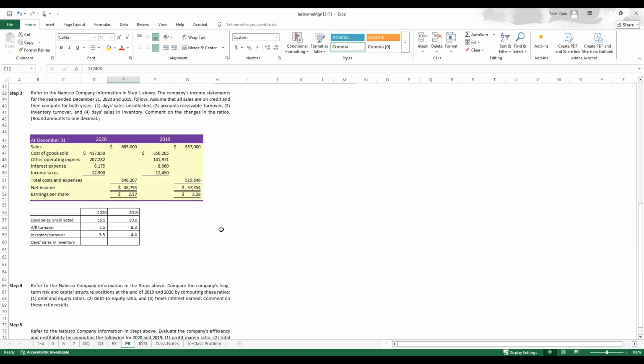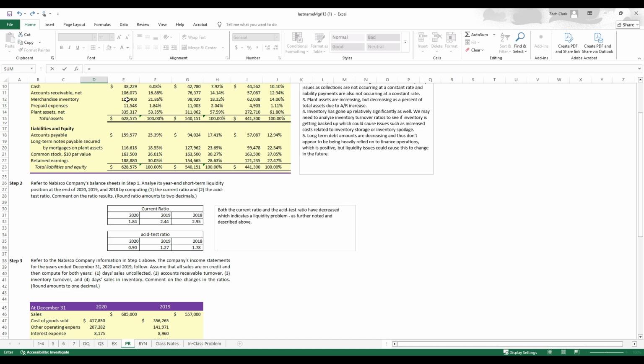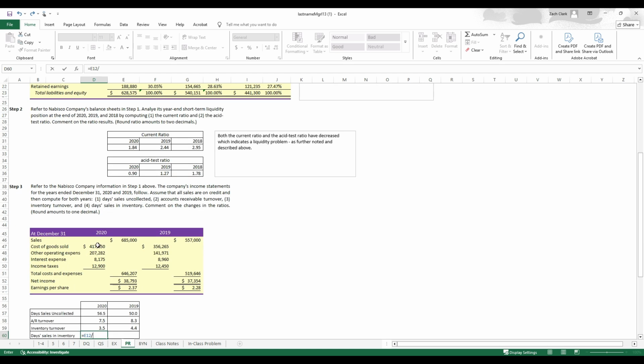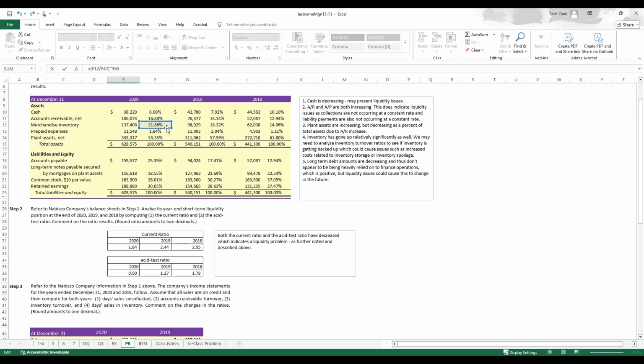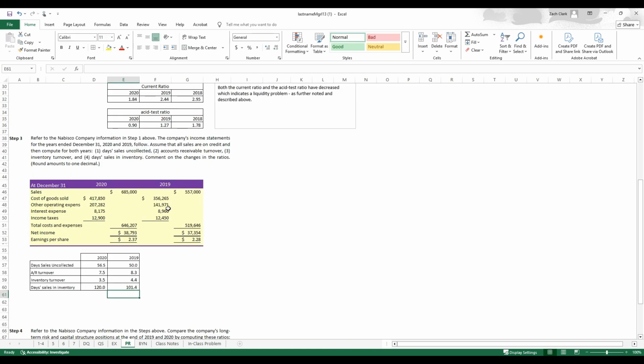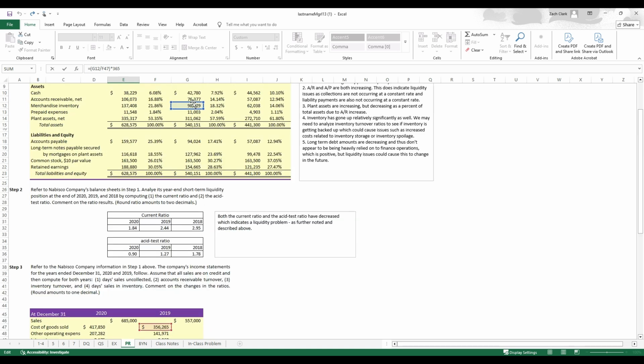is us taking ending inventory divided by cost of goods sold, and then multiply that percentage by 365. So we get 120 days exactly. And then let's do the same thing here. Move our formula to the right spot there. So then COGS for 2019 divided by ending inventory.